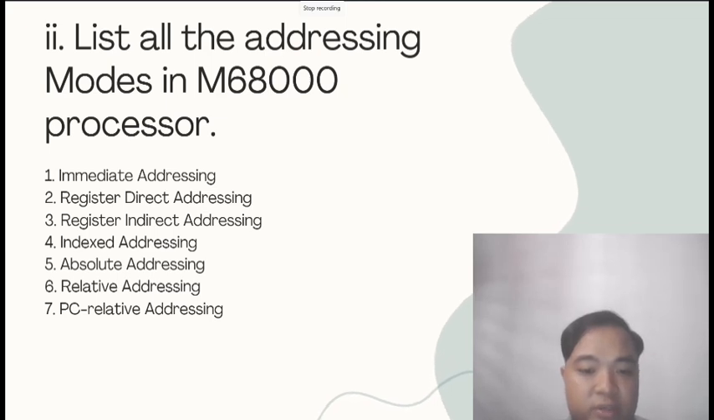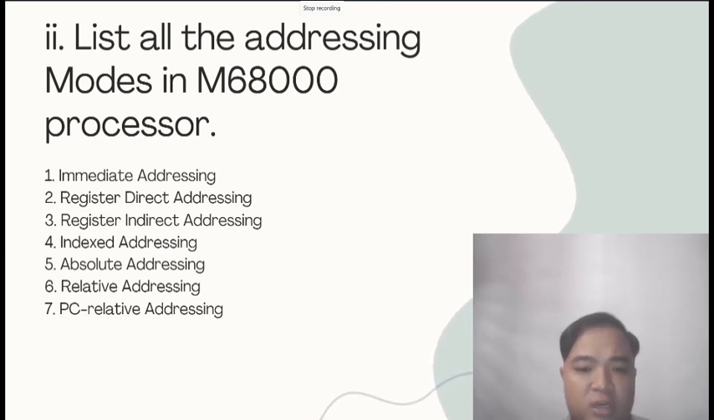The last one is seventh, PC relative addressing. This mode is similar to relative addressing, but it uses the program counter, PC, as the reference point. For example, BEQ label means if the condition is true, the program jumps to an address relative to PC. This makes the code easy to move to other locations in memory.